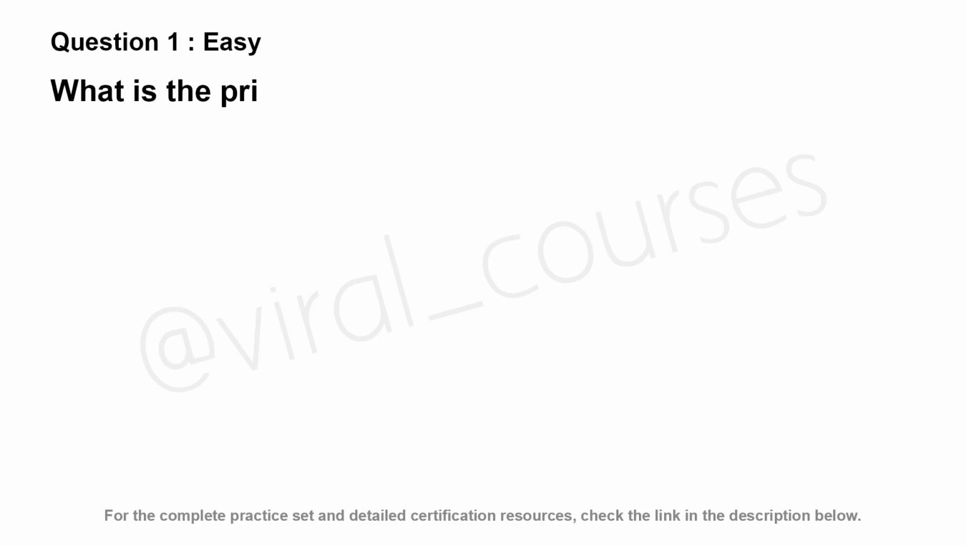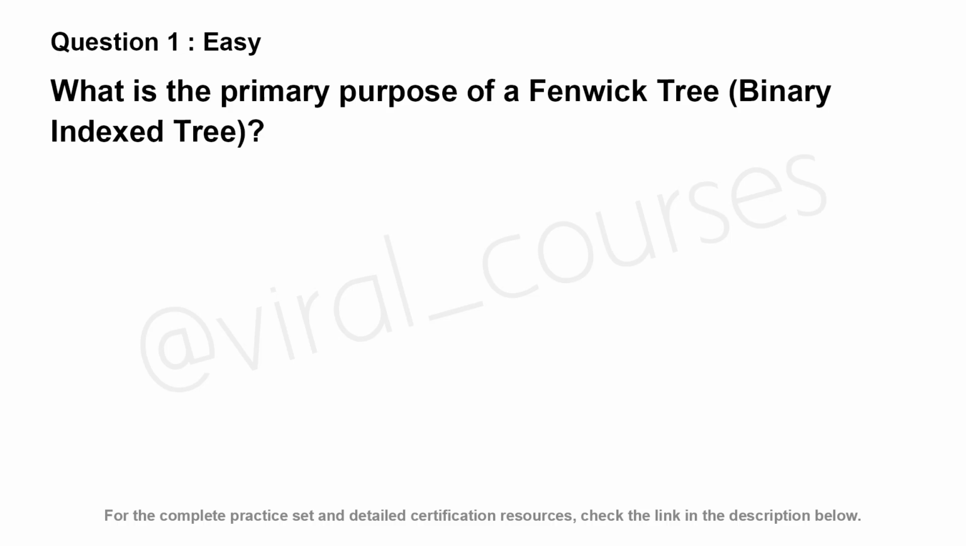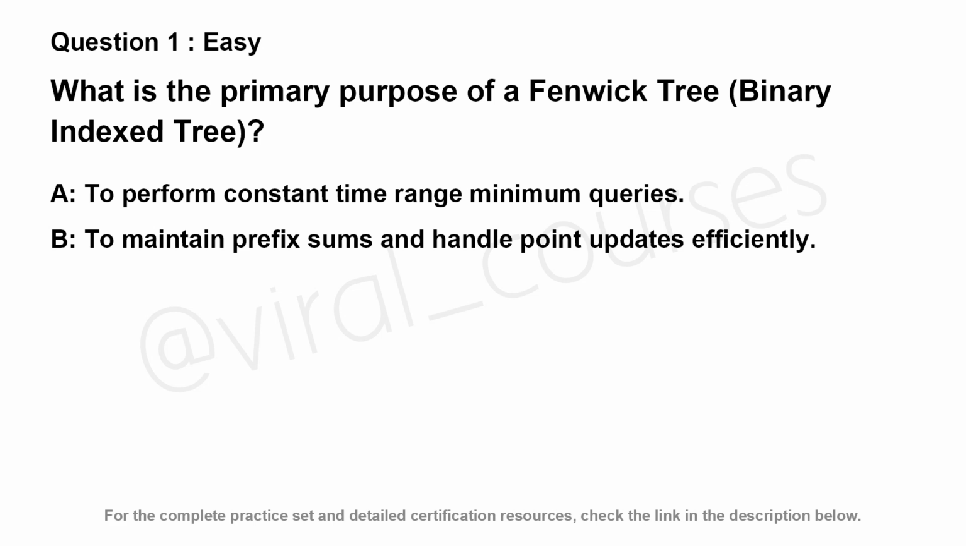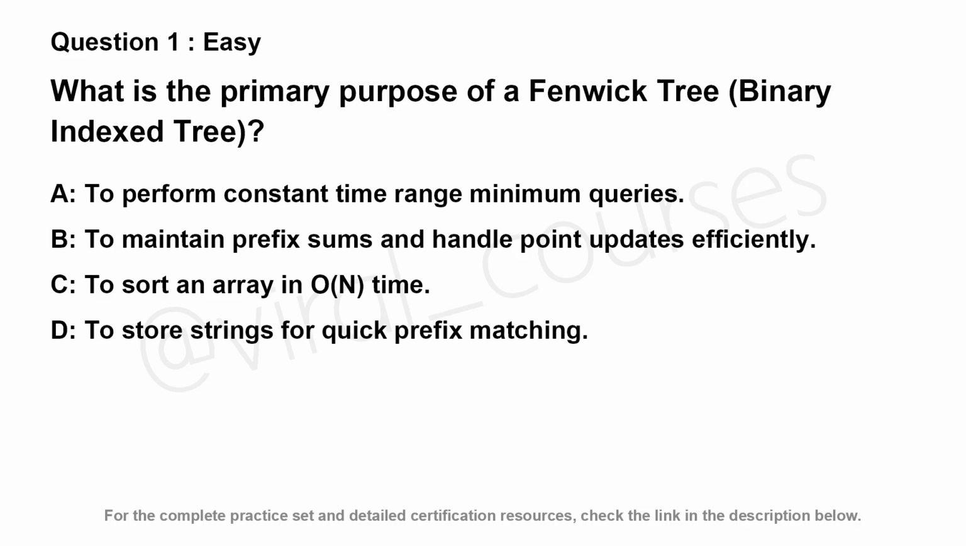What is the primary purpose of a Fenwick tree, binary indexed tree? Option A. To perform constant time range minimum queries. Option B. To maintain prefix sums and handle point updates efficiently. Option C. To sort an array in O(n) time. Option D. To store strings for quick prefix matching.